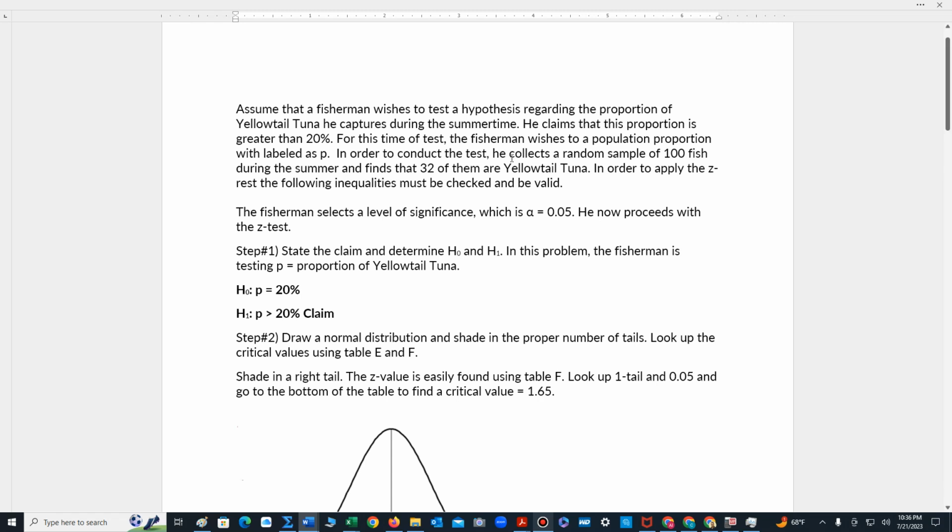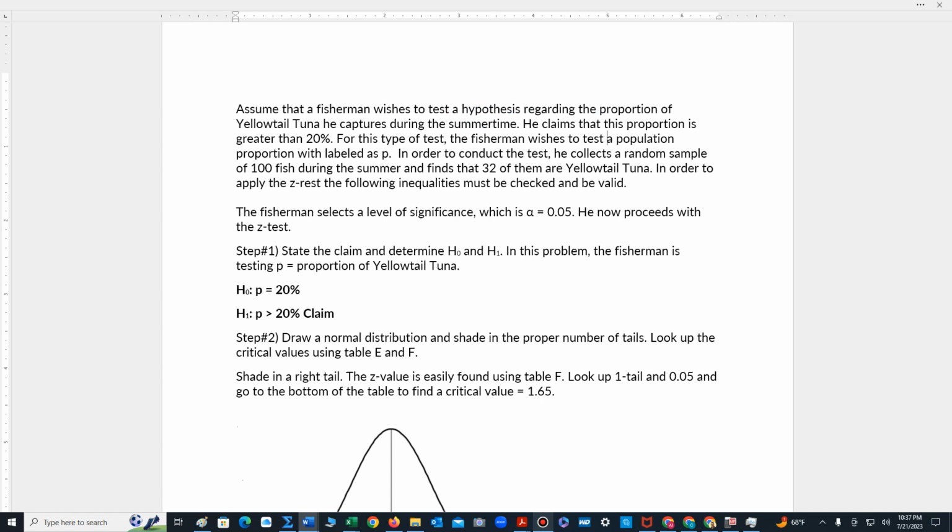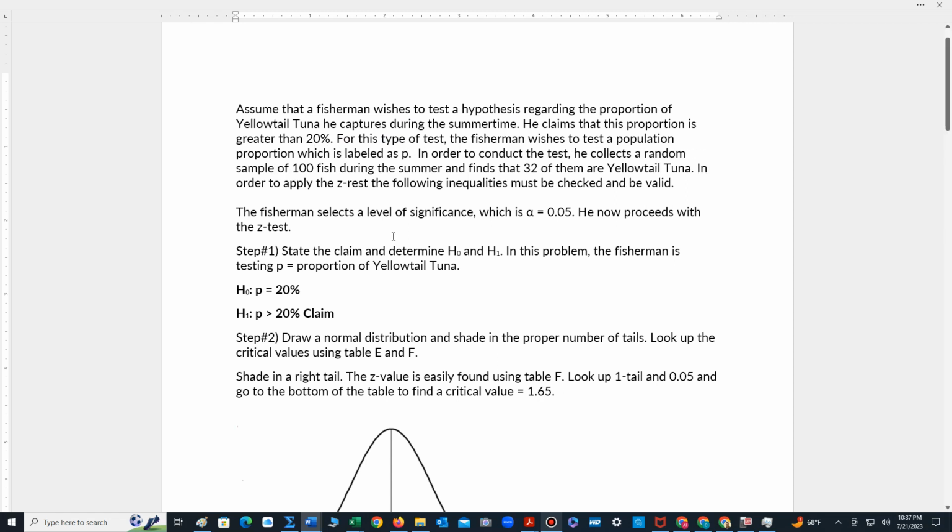So for this type of test, let me correct that there. The fisherman wishes to test a population proportion, which is labeled as P. In order to conduct the test, he collects a random sample of 100 fish during the summer and finds that 32 of them are yellowtail tuna. And so we will perform the test.